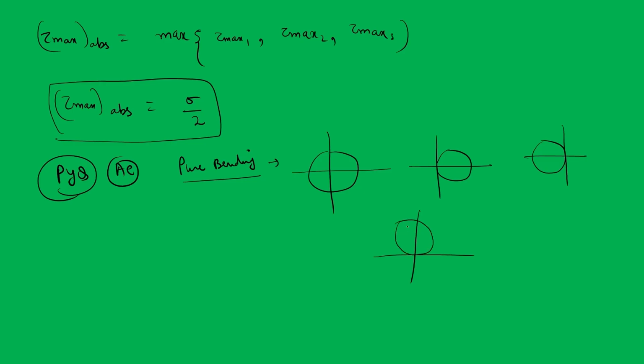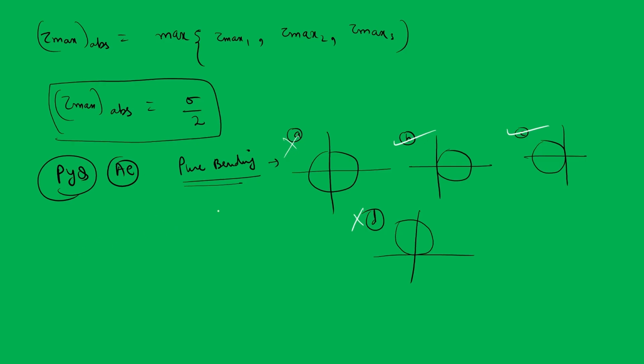Okay, so they are asking option A, option B, option C, and option D, out of these which is the condition for pure bending? Which is true? So you have seen now that for pure bending this condition is true and this condition is true, this is false and this is false.